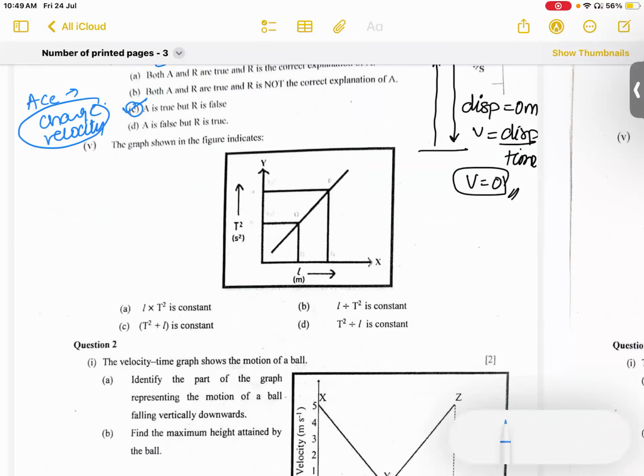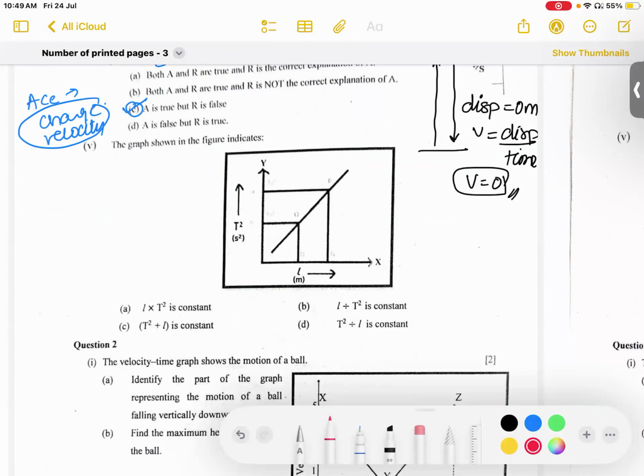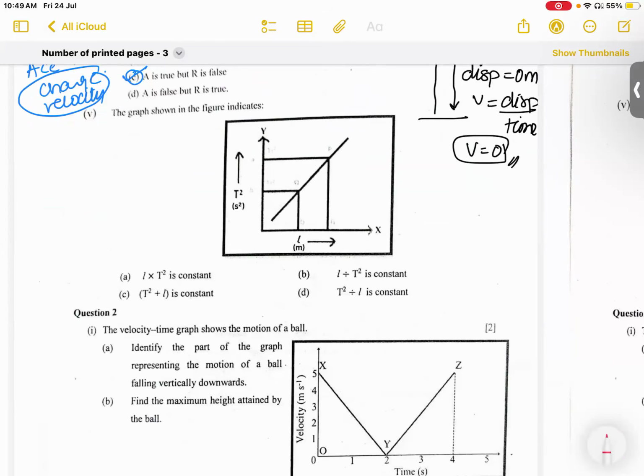Next question, students. The graph below shows a figure, what does it indicate? In the graph, if you see, we have T square and L. So first of all, try to write the relation between them. There is a relation between T square and L. T square is directly proportional to L. If I remove the constant, I get an equal to sign.